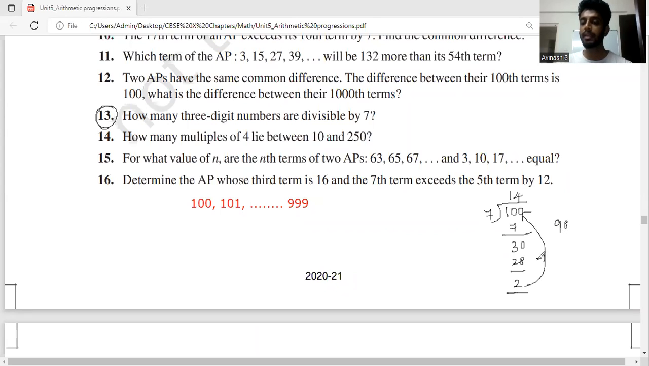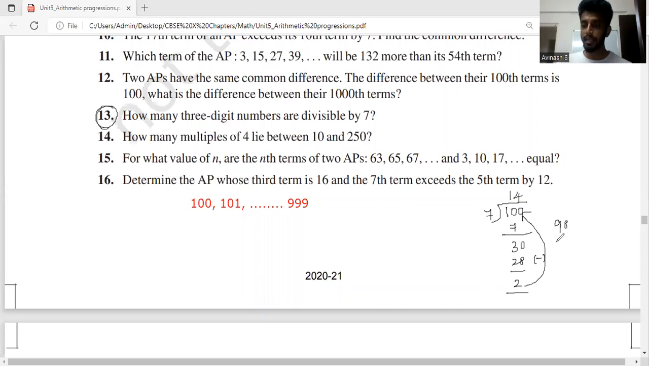So we understand that 98 is a number which is divisible by 7. Basically you take the starting number and you divide it by 7. If you get 0 as the remainder, then you know that 100 is divisible by 7. Here we are getting a remainder as 2. So when we subtract the 2 from the dividend, we get 98. So we understand 98 is a number that is divisible by 7.